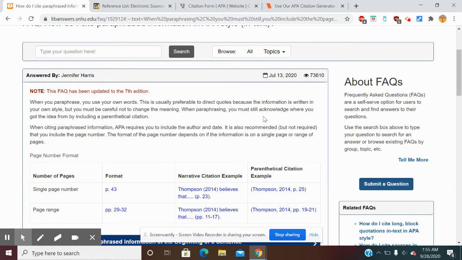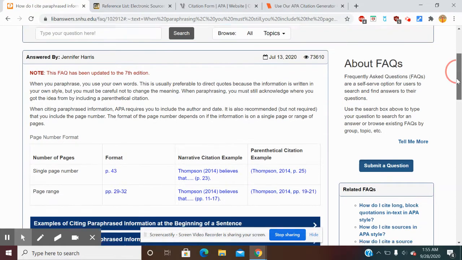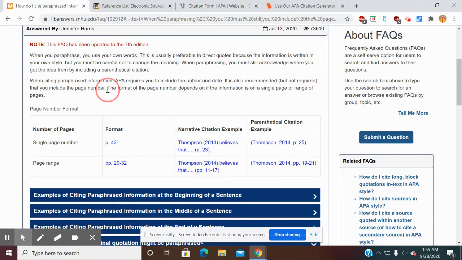When paraphrasing, you must still acknowledge where you got the idea from by including a parenthetical citation. And we'll look at those examples below in a little bit. When citing paraphrased information, APA requires you to include the author and date. It is also recommended, but not required, that you include the page number. The format of the page number depends on if the information is on a single page or range of pages. The page number format looks like this. If you have a single page number, it looks like lowercase p, period, 43. That means page number 43.